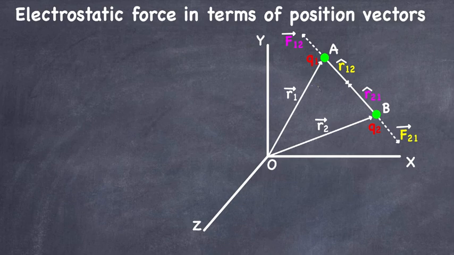So first of all, let's write down the equation of electrostatic force or Coulomb's force on charge Q1 due to charge Q2. So that can be written as F, the force on charge 1 due to charge 2, is equal to 1 over 4 pi epsilon naught Q1 Q2 over the square of the distance.